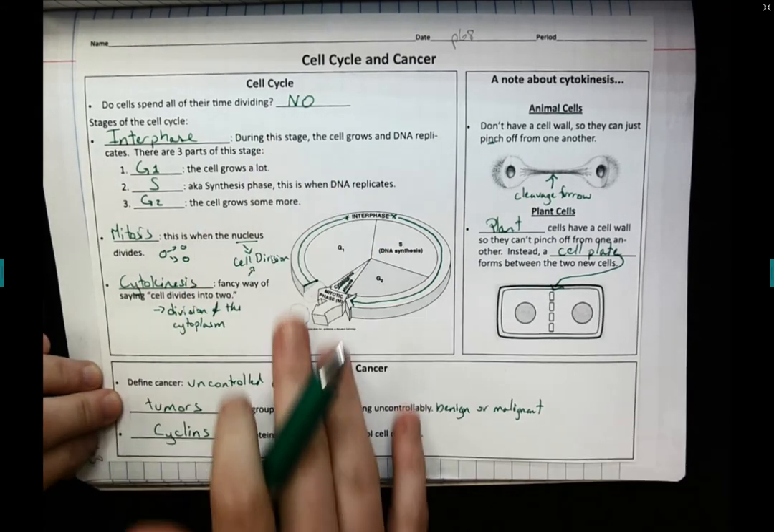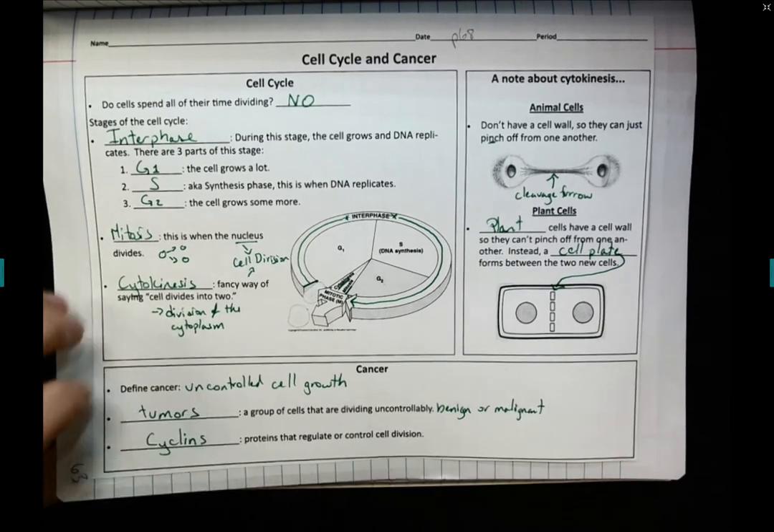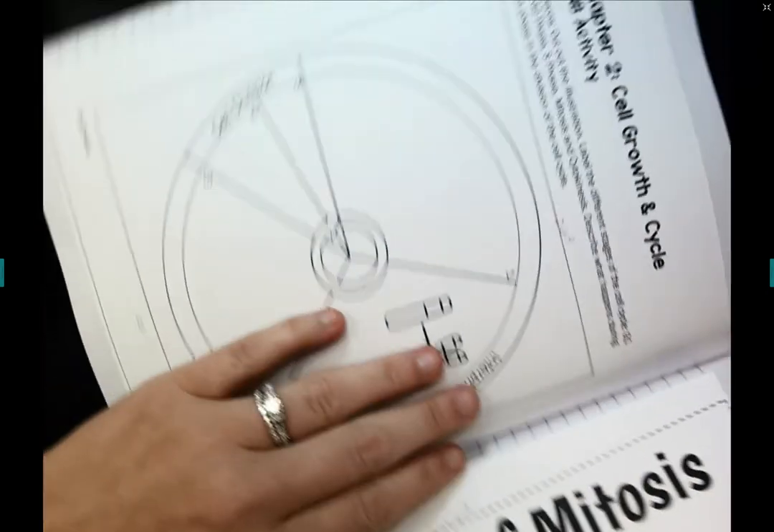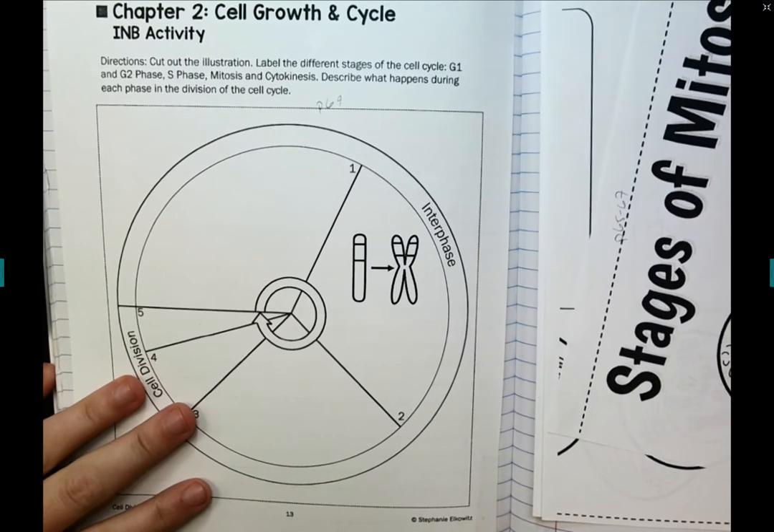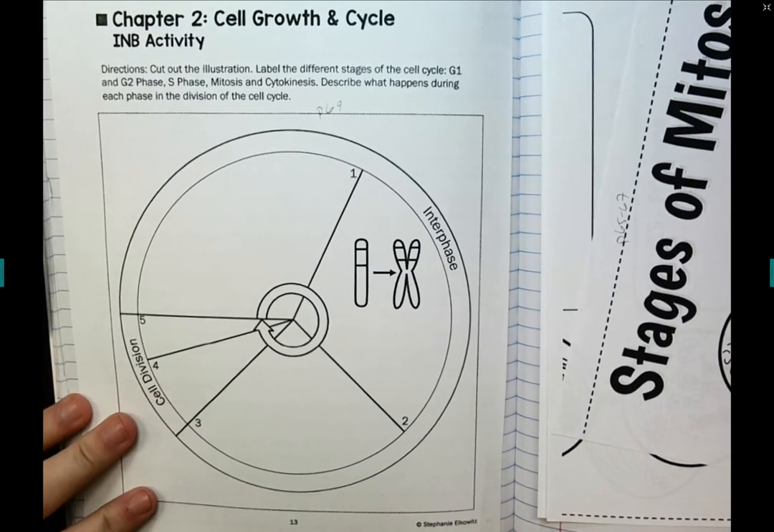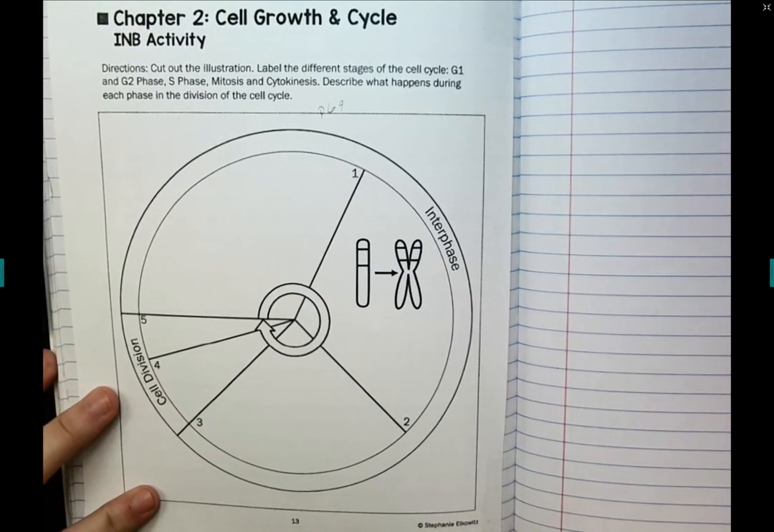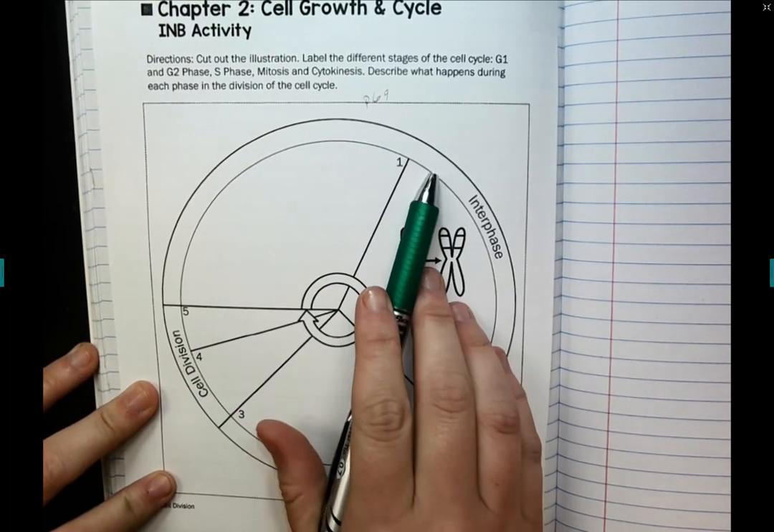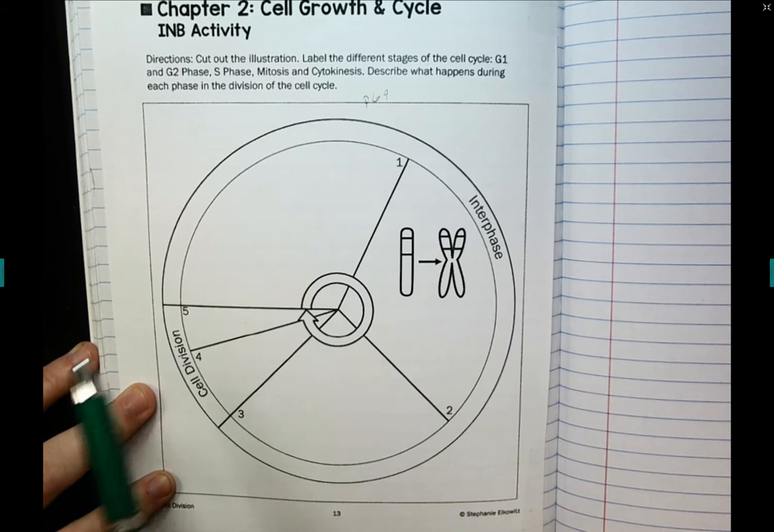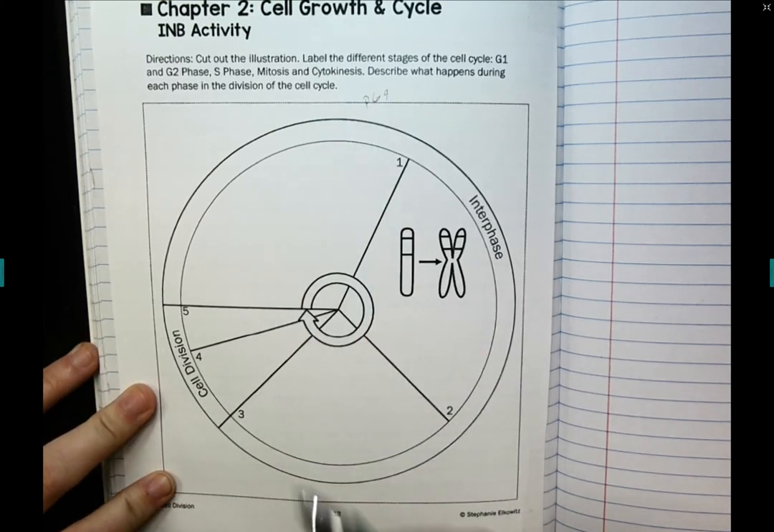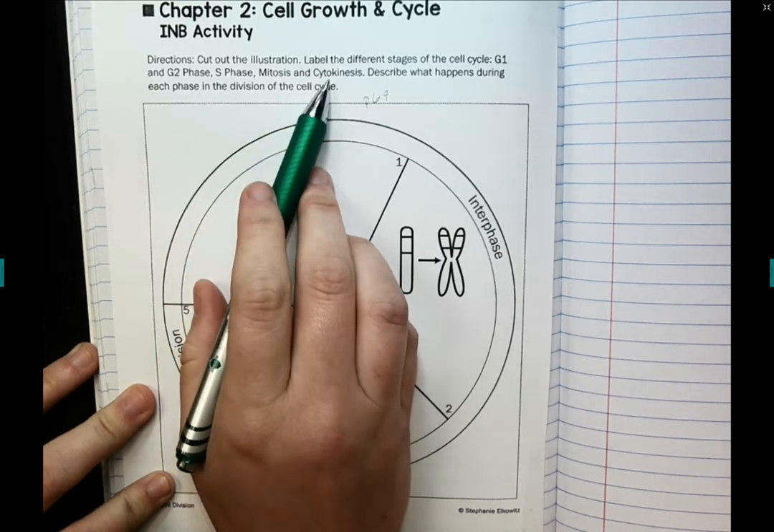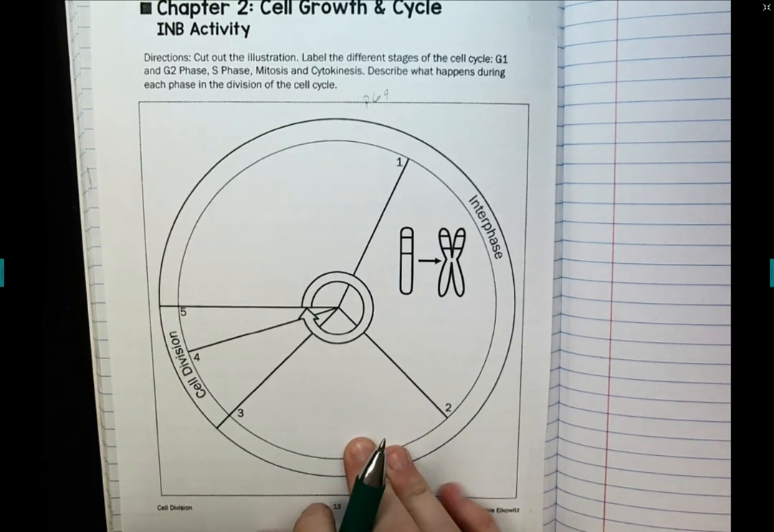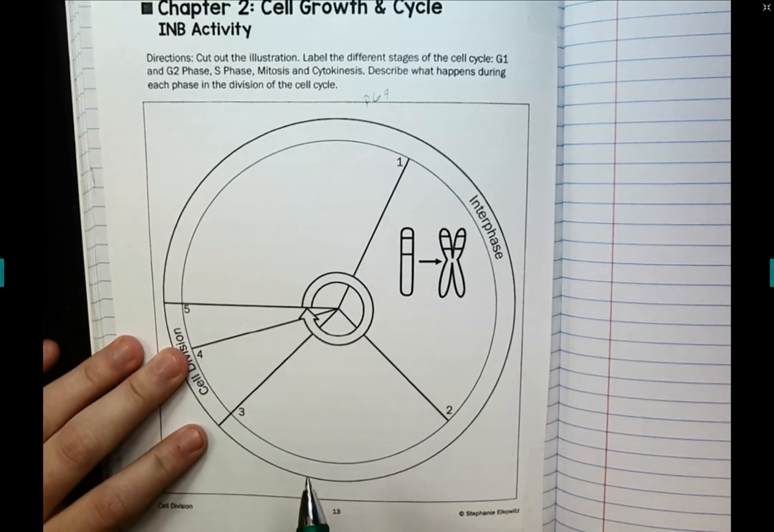So that's our notes for this page. Let's take a look at our next set of notes. So still talking about cell cycle and cell growth. Move this out of the way. So I've got an illustration here of the cell cycle. So we need to label the different stages, G1, G2 and S, mitosis and cytokinesis, and then describe what happens during each phase in the division of the cell.